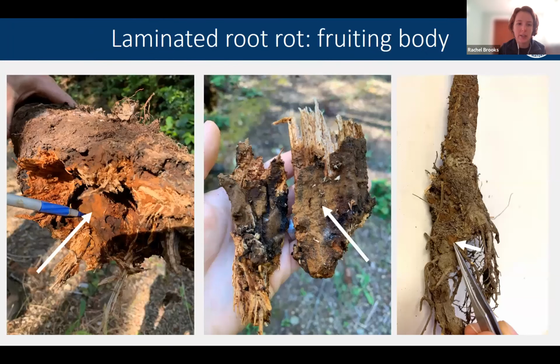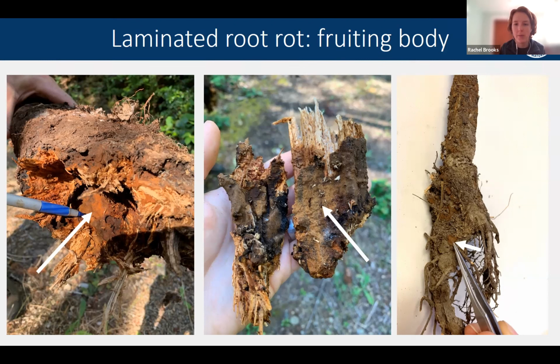And then lastly, these fruiting bodies, they're crusts. They are kind of hard to see, and they look like a smear of mud in most cases, but you might come across them. For example, on the left, that's a sapling that was pulled up, and right at the base of the stump or the root wad on that tree, there is some fungal fruiting body in there. Also in the middle, that one came from a stump.